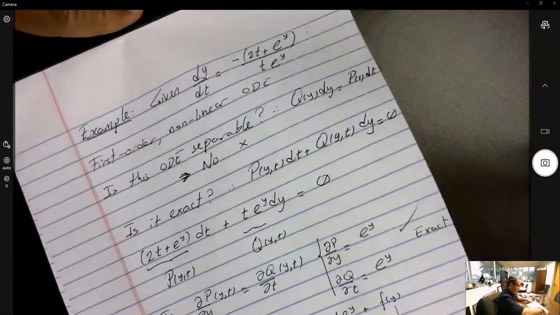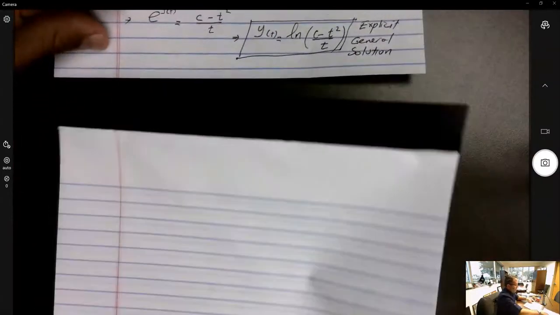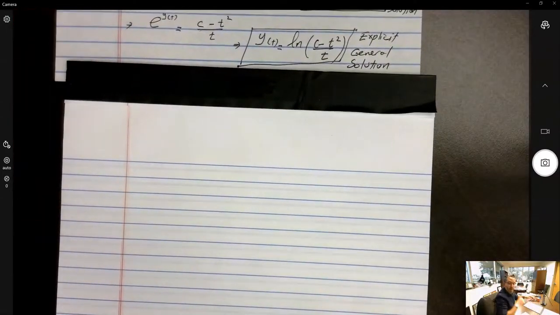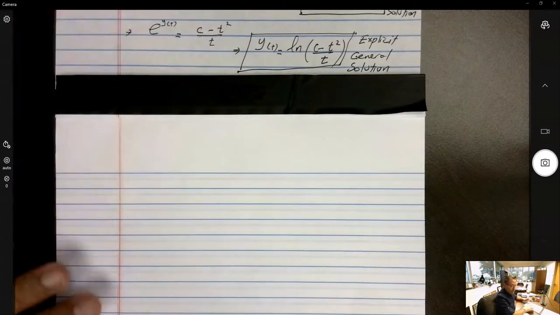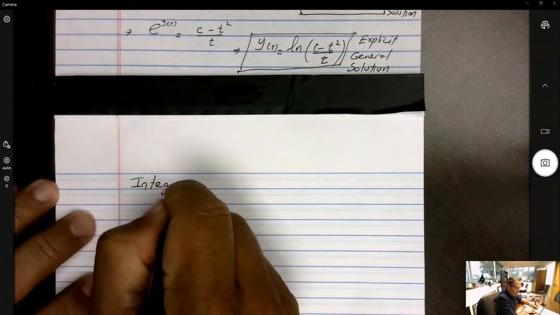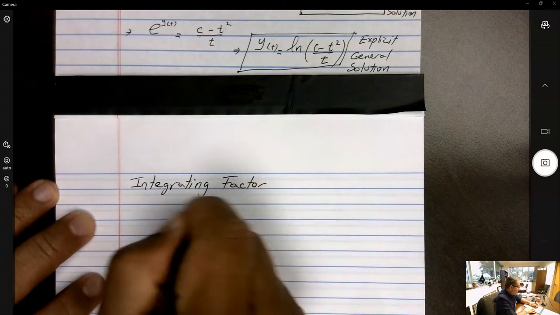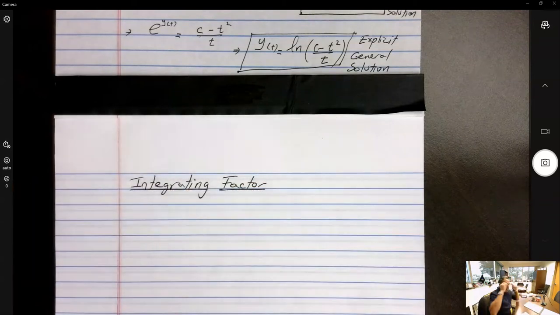So what if the equation is not exact? We can come up with something called the integrating factor, or integration factor, for that matter. This is a trick that we play when an equation is not exact, but we figure out a function that we take and multiply times that equation, and it happens to make it exact.